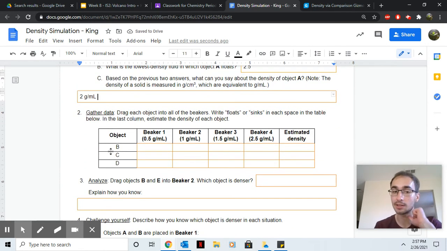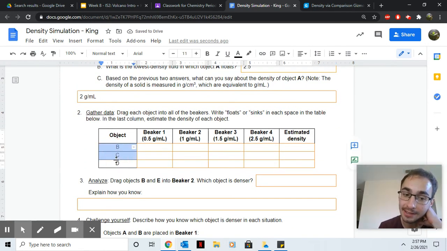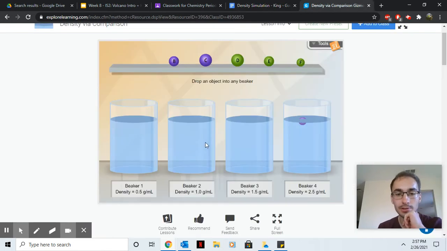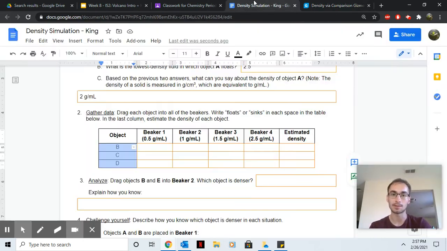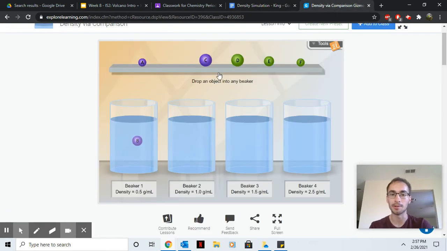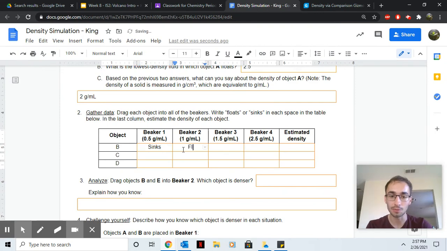Now you're going to experiment and try and figure out what is the density of B, C, and D using the beakers. So I'm going to do it with you. I'm going to put A back. Now I'm going to try B. Beaker 1 sinks. Beaker 2. Let's see if it sinks or floats. Oh, wow, it actually floats. So if it floats in 2, but it sinks in beaker 1.